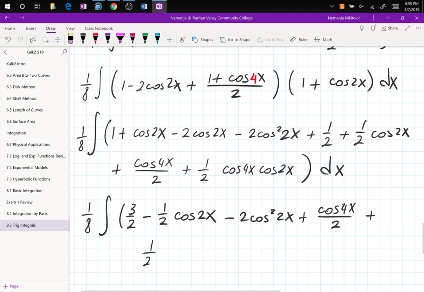So what do I have? I have cosine A times cosine B. Your A is 4x, your B is 2x. Here is your cosine 4x, cosine 2x. Here is your 4x, 2x, 4x, 2x.